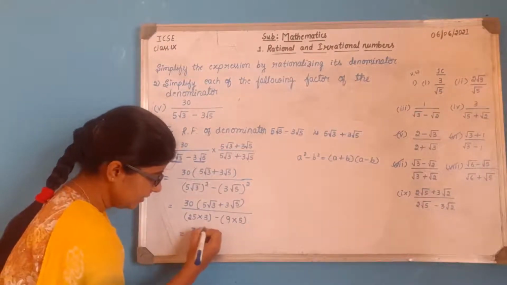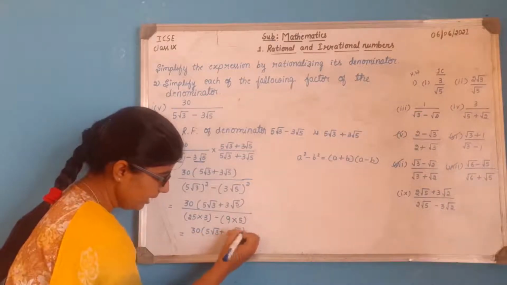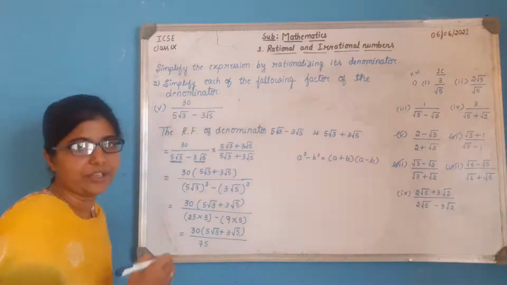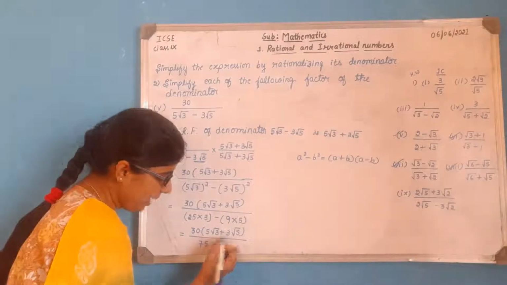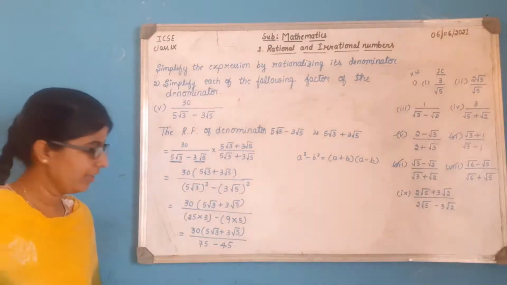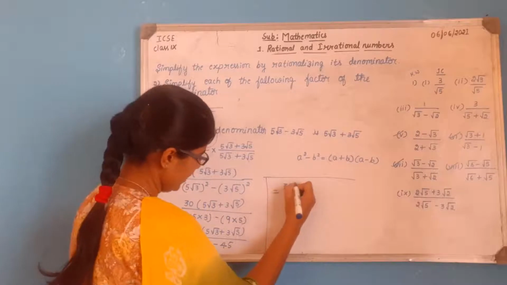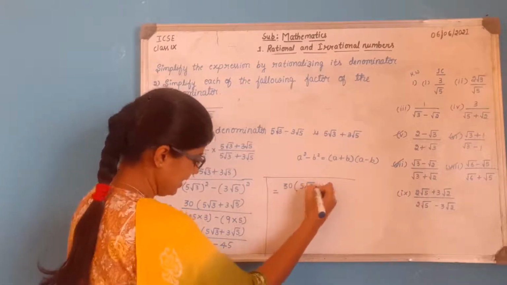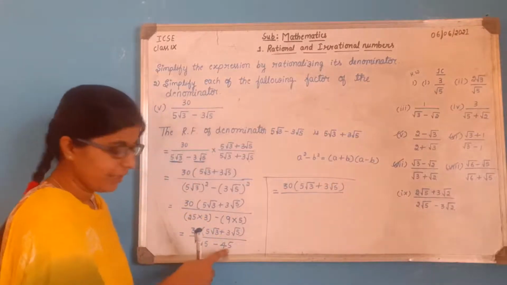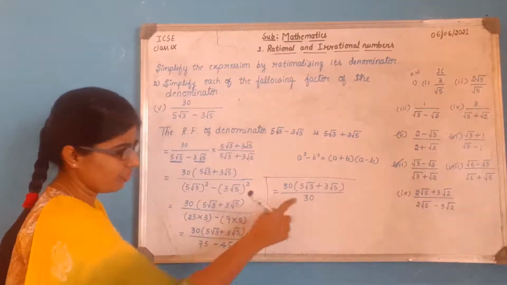Then 30 into 5√3 plus 3√5 divided by 25 3s; if you multiply, you will get 75. 25 3s are 75, minus 9 5s are 45. So next step: numerator as it is, no changes. 30 into 5√3 plus 3√5 whole divided by 75 minus 45; subtract and you will get 30. 5 from 5 is 0, 7 minus 4 is 3.